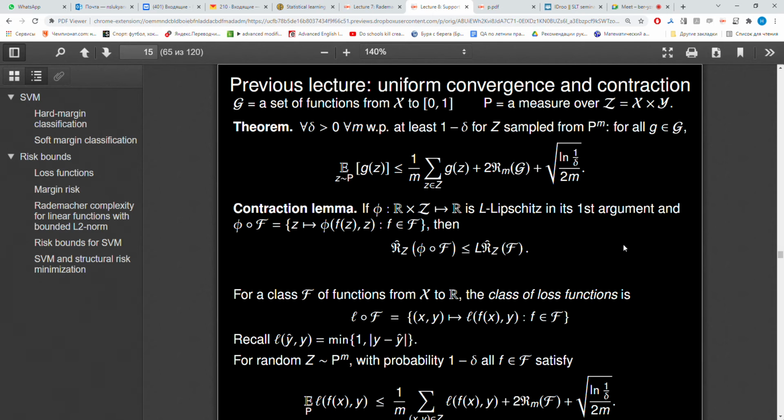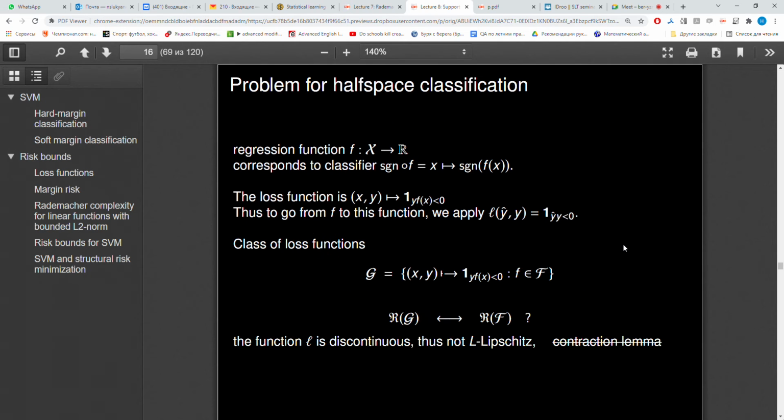Okay, so we had an infinite number of inequalities. I'm not sure you want to talk about all of them, but the only important thing I want to say is that in a pure way we can't apply this contraction lemma in the case of half-space classification, because if we have, for example, the indicator of correct classification as the loss function, in this case our function will not be Lipschitz. Do you understand what a Lipschitz function means? I hope that yes.